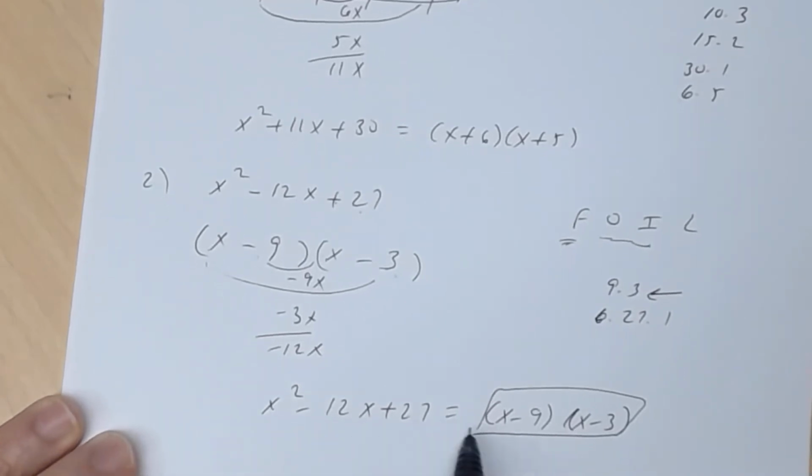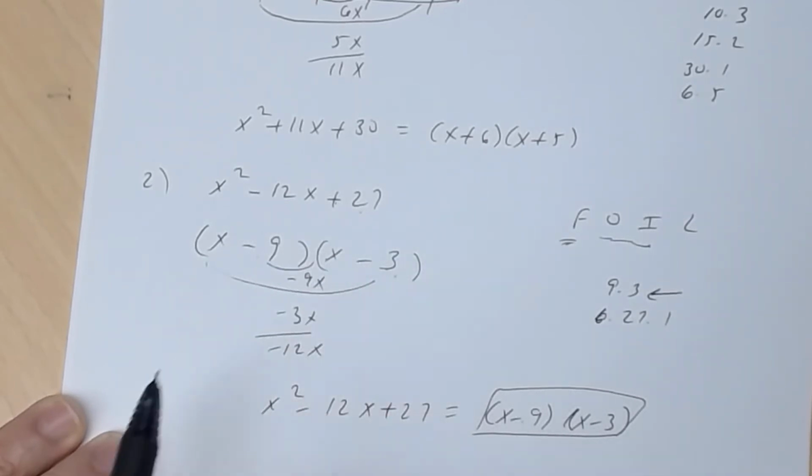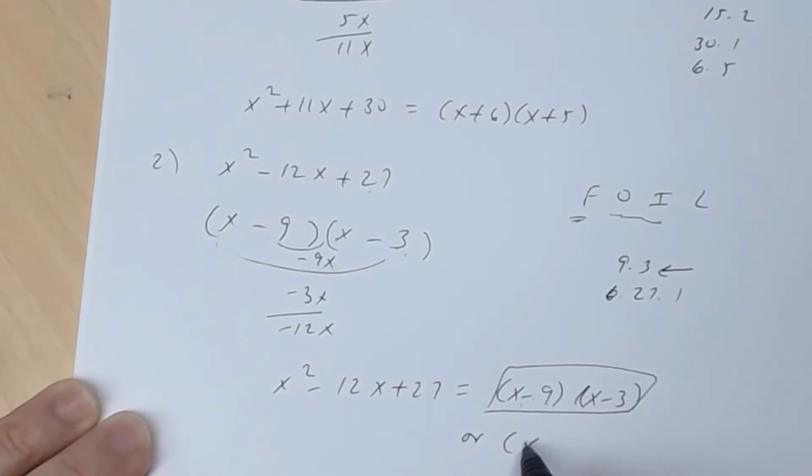So remember, when you factor, you're writing it as a product of factors. So in this case, there are 2 factors: one factor is x minus 9, and the other factor is x minus 3. Now again, it didn't matter if you put the 3 first or the 9 in this spot. Doesn't matter because remember, multiplication is commutative. The order in which you multiply does not matter. So x minus 9 times x minus 3 is the same as x minus 3 times x minus 9.